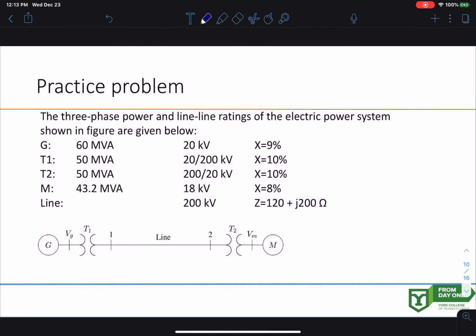We're going to do this problem in the class, but I'm going to do an example for you in the next video, so you'll be ready for the per unit problems.